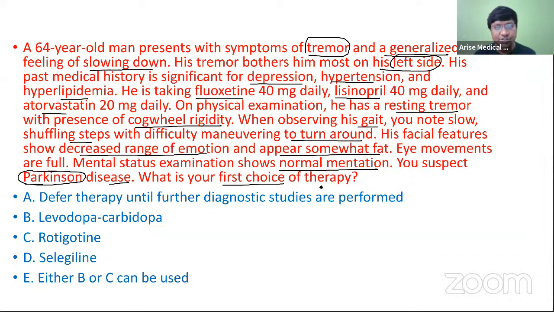What is your first choice of therapy? Defer therapy until further diagnostic studies are performed; levodopa; carbidopa; rotigotine; selegiline; either B or C can be used. So what is this a case of? This is a case of Parkinson's disease. Already the diagnosis itself is given.